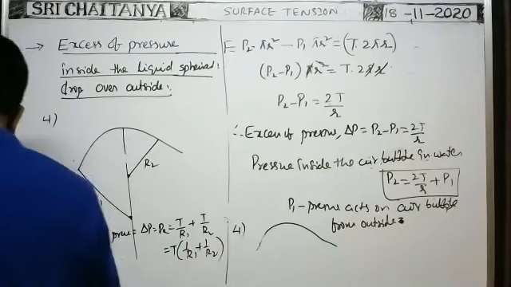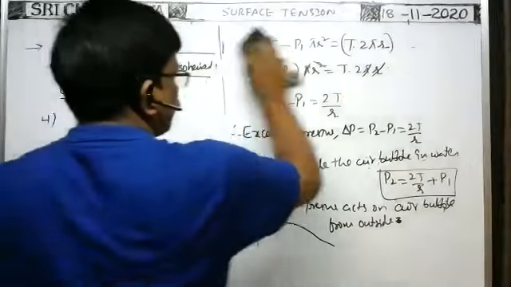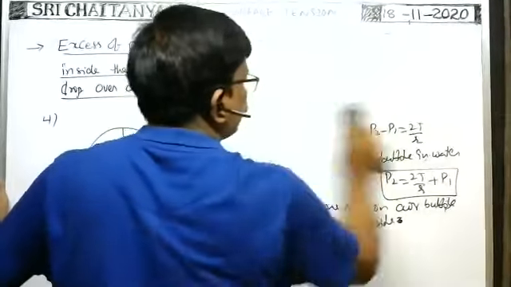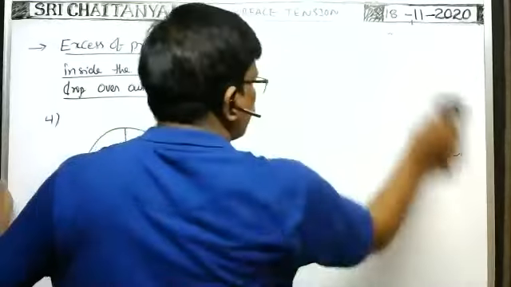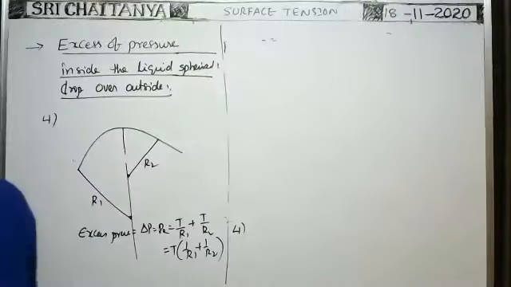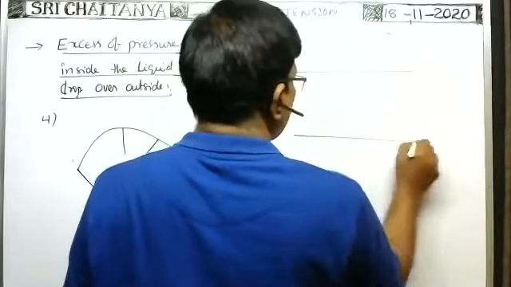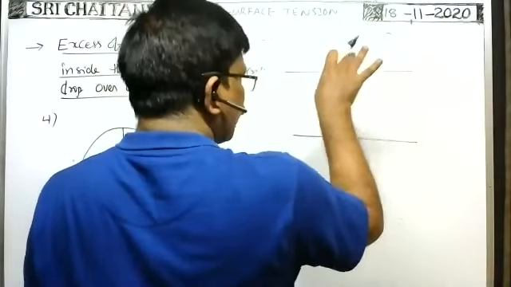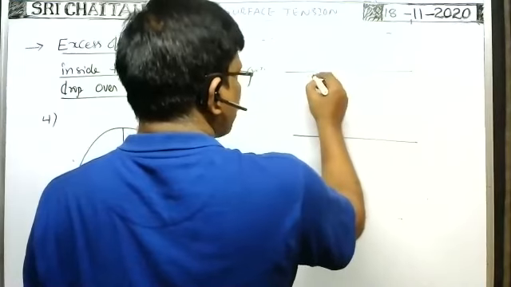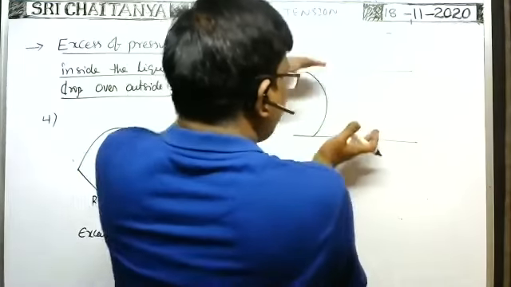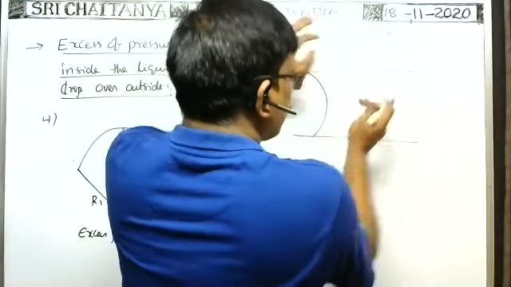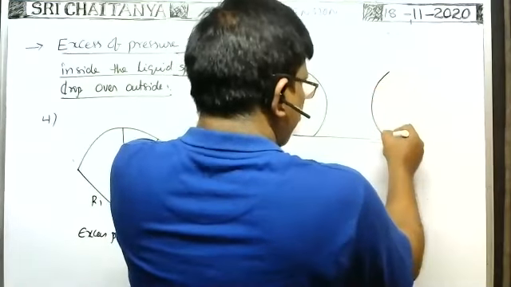For example, one example. Suppose in between two glass plates a liquid drop is kept. In between the two glass plates, a liquid drop is kept. And if you try to separate the glass plates, then the shape of the liquid drop is like this.